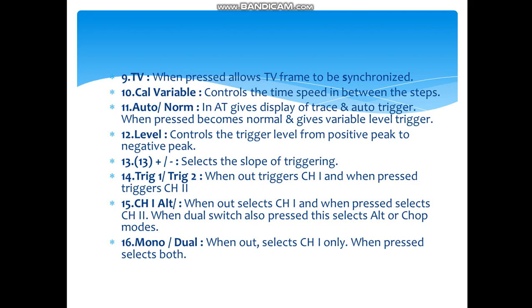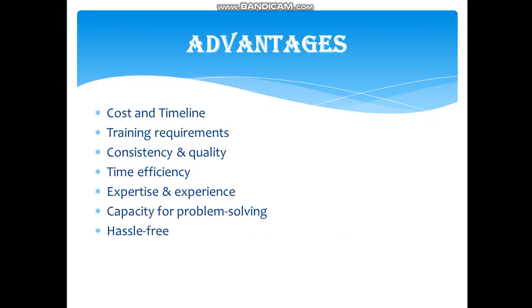Then after that, you're having mono or dual. So when out, it selects ch1 only. So when you're pressing this, you are able to select both. So these are all the controls that are present in the CRO. So if you want to perform these different functions, you can use these switches present there, and you can perform the respective functions. So now let's see what are the advantages of using this CRO.